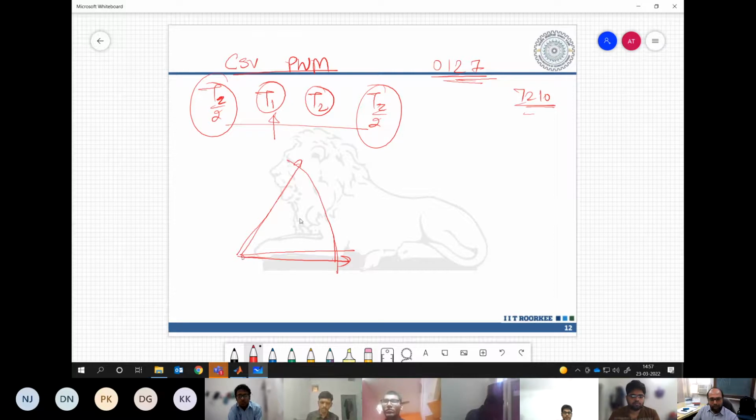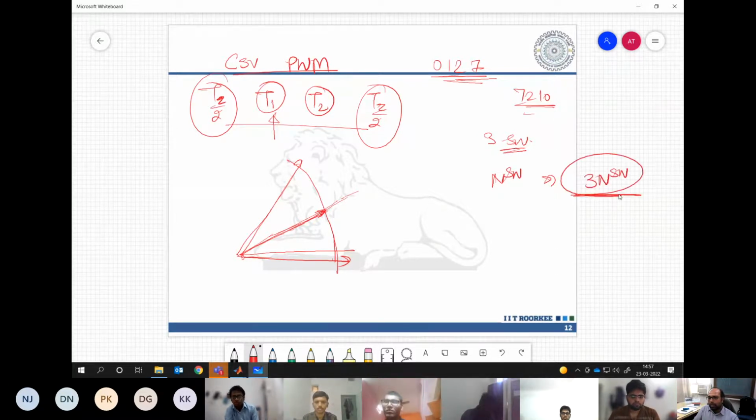What we have understood is that for keeping the symmetry, we need to have one sample at the middle of the sector. That is for sure. And each sample includes 3 switchings. So if we have n samples, we are dealing with a total of 3n switchings in the sector. For the complete fundamental cycle, N_sw will be 6 times 3n samples, which means 18n samples.